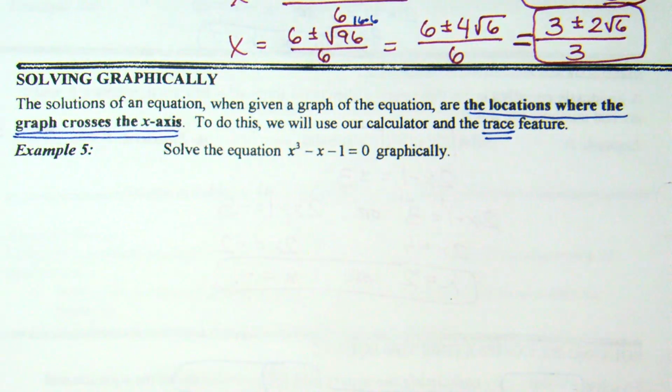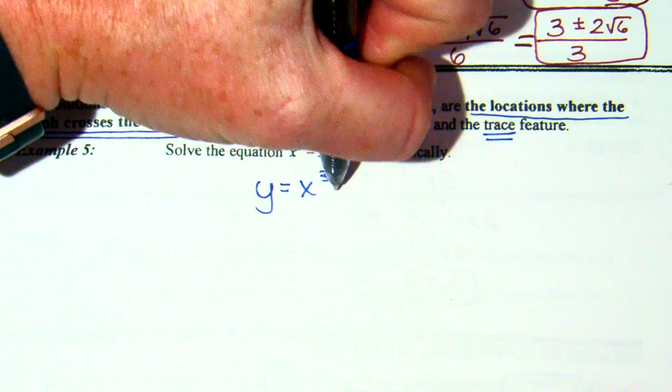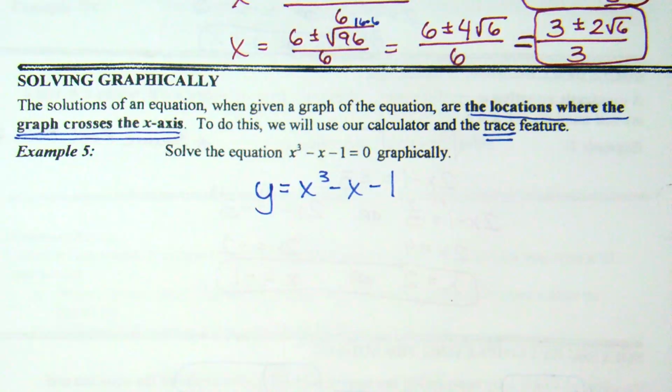Graphically means we're going to graph it. Now, notice my equation is already equal to 0. That's a good thing, because we're going to plug into our calculators the related graph, y equals x cubed minus x minus 1. That's what you're graphing.